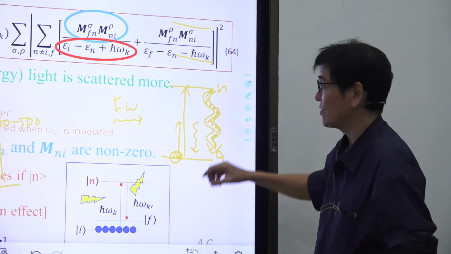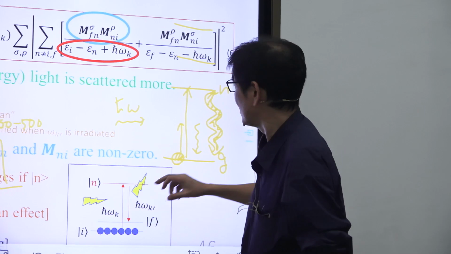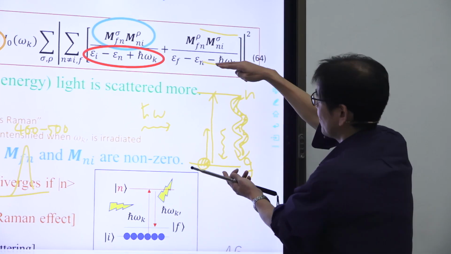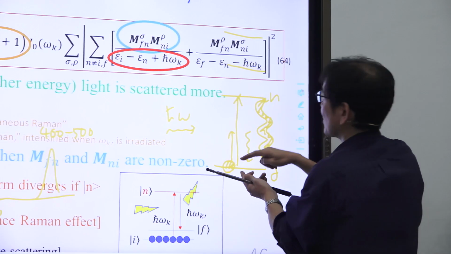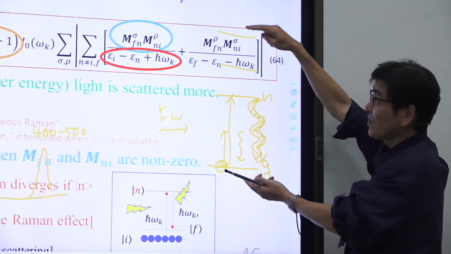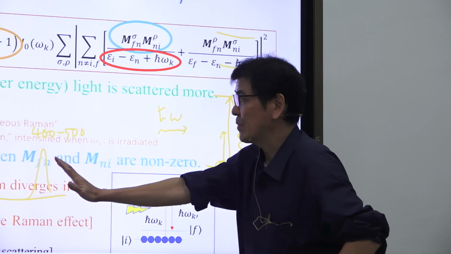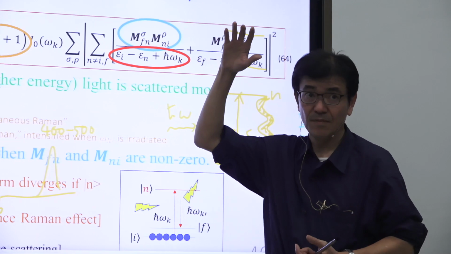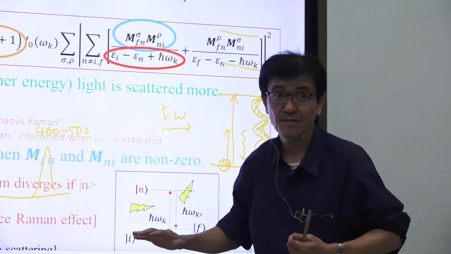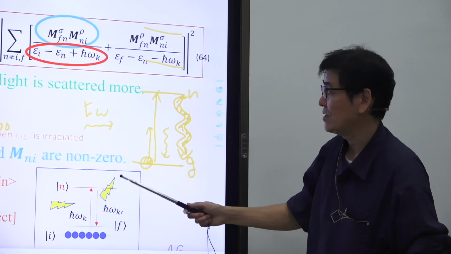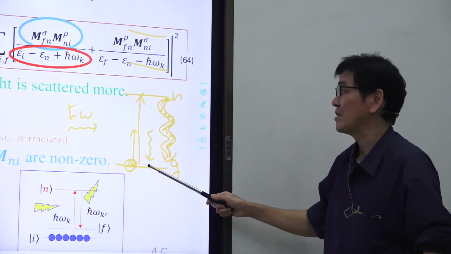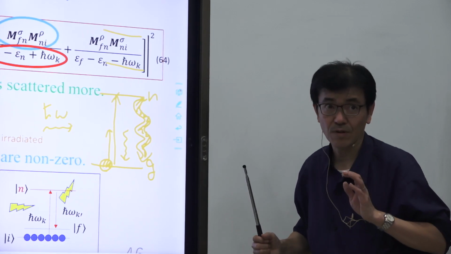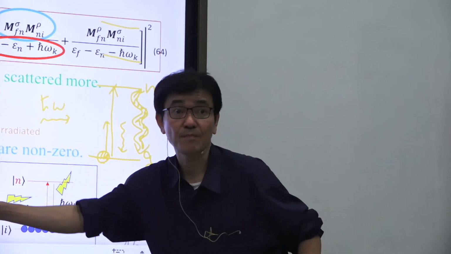So by tuning the excitation wavelength to this absorption, or this absorption, or this absorption, the Raman signal of each chromophore is enhanced more than the others. So this is a method to intensify the Raman signal from a particular chromophore that gives the absorption.